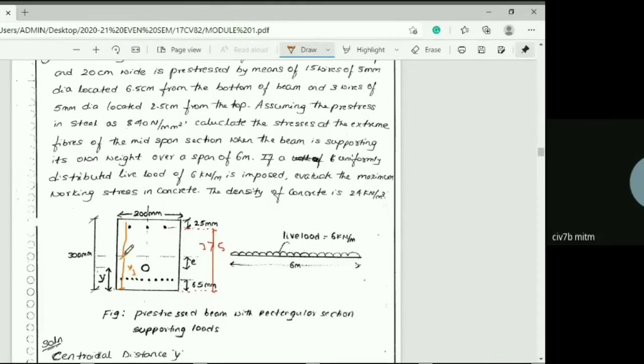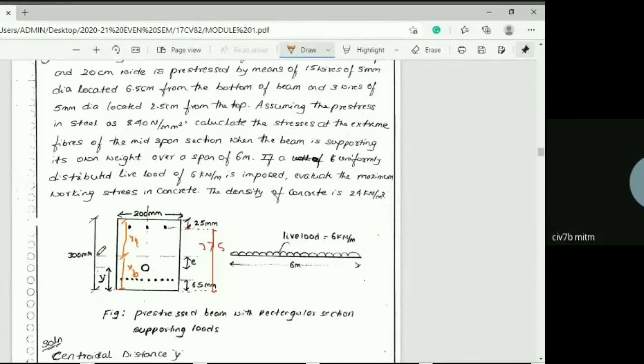This one is called YT. And this one is called YB. That is the neutral axis, sorry. This one is YT, that is the top, the neutral axis distance measured from the top. And this one is YB.